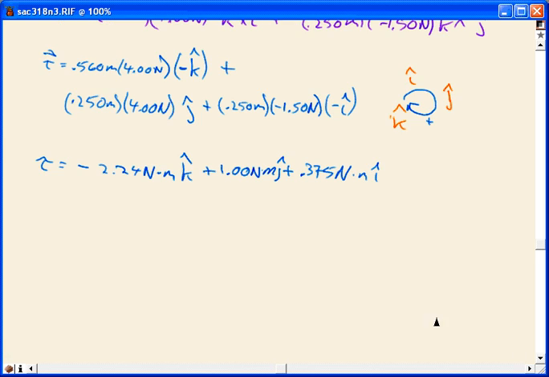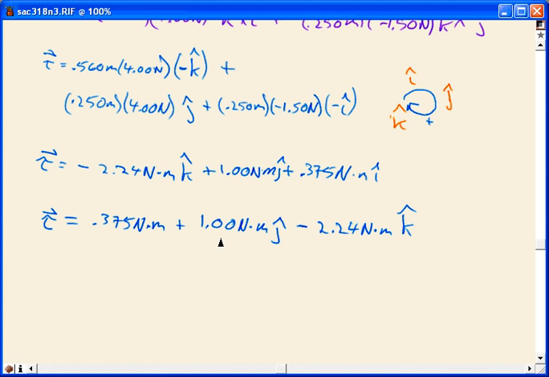And then on the next line, I'll just put these in order. The vector tau, when it's written in unit vector notation, should be in the order i, j, k. So I'll take this one first, 0.375 newton meters times i, and then plus this one, the j term, 1.00 newton meters times j. And then finally I got the k term, which is minus 2.24 newton meters times the k hat. And that's my answer for tau.